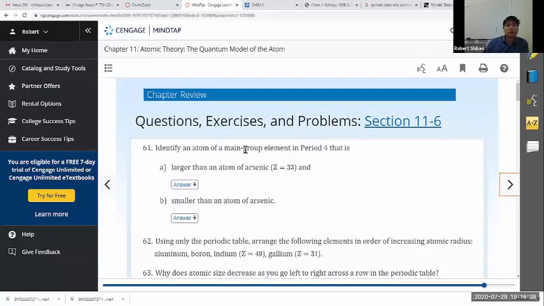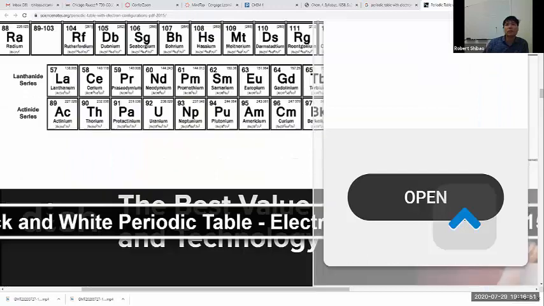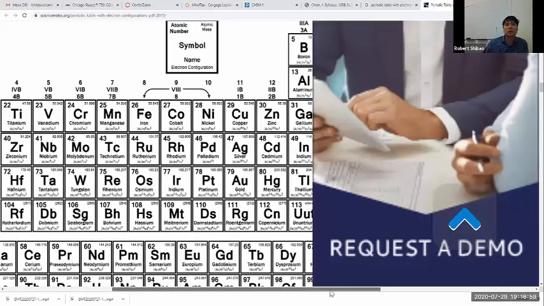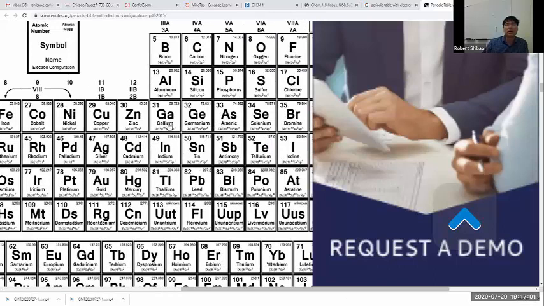Identify an atom of the main group element in period 4 that is larger. Okay, so 4th shell, larger than an atom of arsenic. We'll just look at the periodic table. 4th shell, so this one, an atom larger than arsenic. Well, that's easy. Anything to the left should be bigger. Anything to the right should be smaller. So as we go left, it gets bigger.